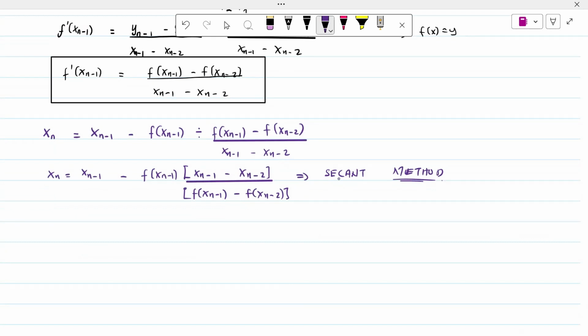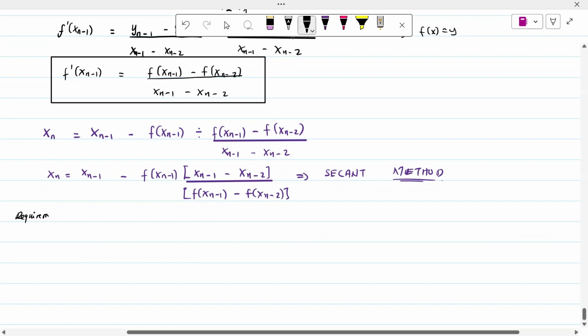So what are the requirements? Let me start with writing a condition first where it's not applicable, because every method has got its own limitation, right?